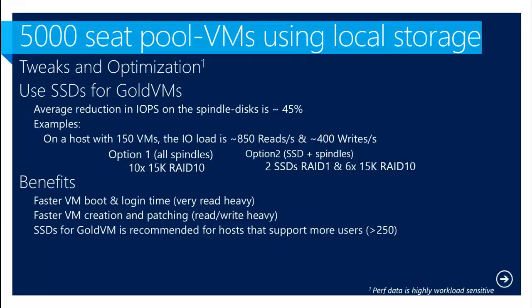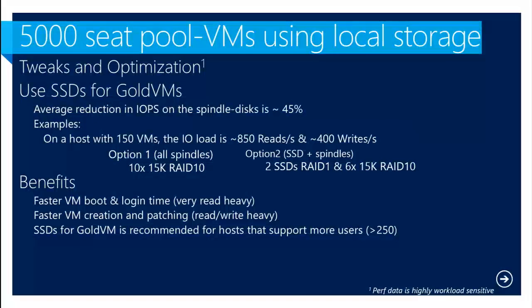Now, tweaks and optimizations. For the pool VM, as many of you know, there's a gold VM or common VM from which there's a diff disk for every one of the VMs that are running. So most of the reads from the previous graph, about 70-80%, go to this gold VM. If we use an SSD for the gold VMs, then we can reduce the load on the spinning disks by about 45%. So one option would be what I described earlier, 10 disks, 15K, and all the load is on that disk, including the gold VM.